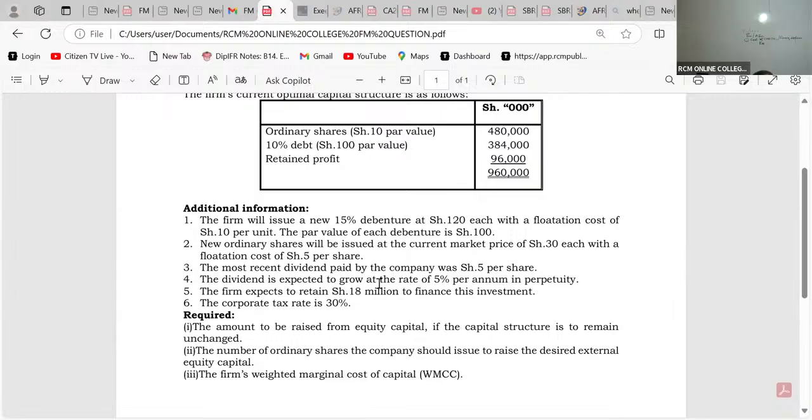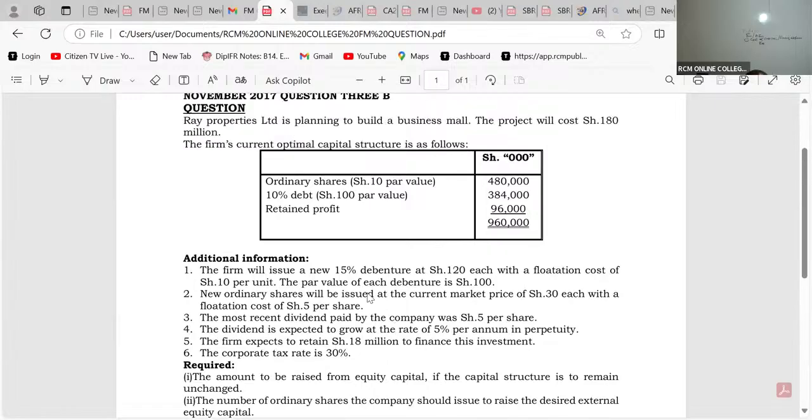The dividend is expected to grow at the rate of 5% per annum in perpetuity. The firm expects to retain shillings 18 million to finance this investment. The corporation tax rate is 30%. So they want us to give them the amount to be raised from equity capital if the capital structure is to remain unchanged. You see, the capital structure is not going to change even in the future. So when it comes to borrowing this 180 million, they're going to use their capital structure the way it is. This is the firm's current optimal capital structure, and it's not going to change.